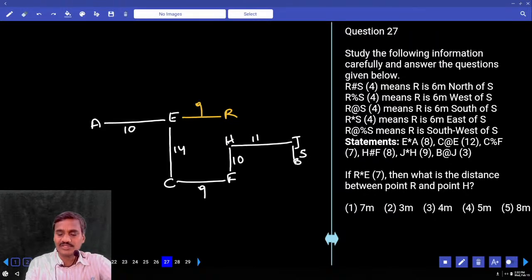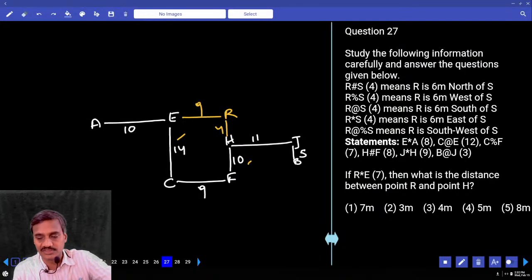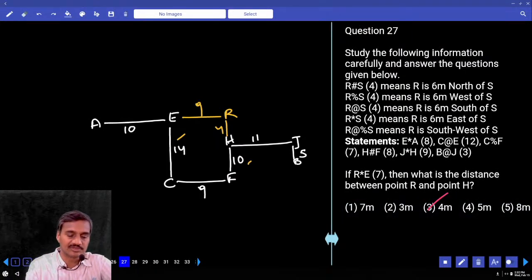Then what is the distance between R and H? Now what is the distance we have? Out of this 14, 10 were already covered. Then the remaining will be 4 meters. And 4, that is choice 3, question number 27.